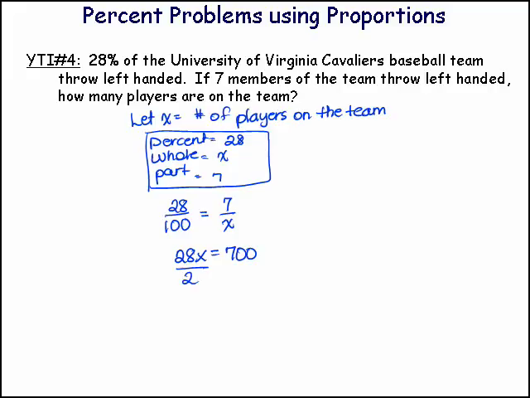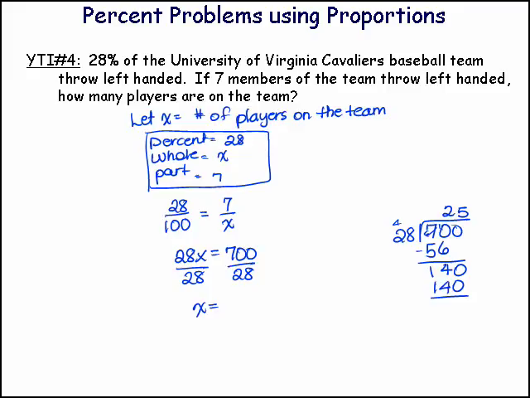So dividing both sides by 28, x is equal to, well, now we've got to work this out off to the side. 700 divided by 28. That would go in 2 times. Let's subtract that. So 140. So let's look at what 5 multiplied by 28 would be. So that would be 140. Perfect. So it goes in nice and evenly, 25.